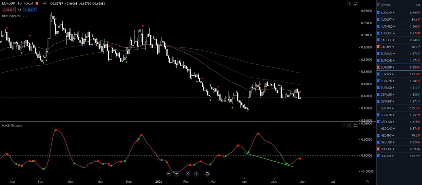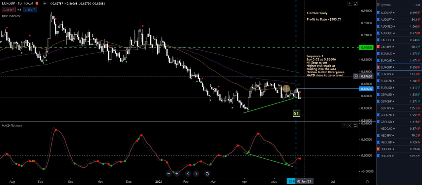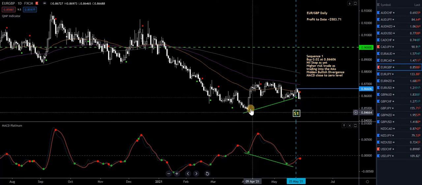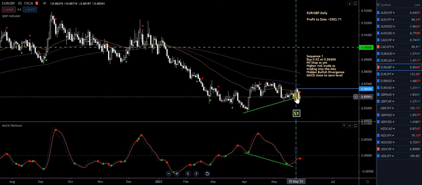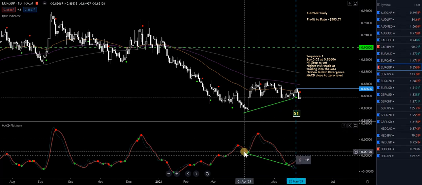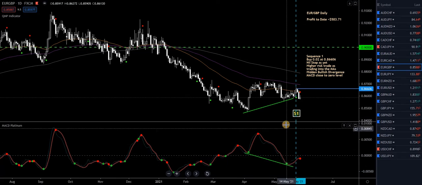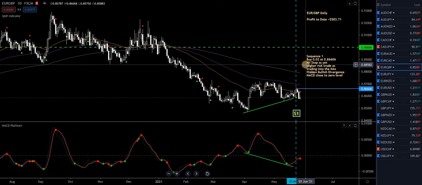Euro pound. Right, Euro pound highlighted in pink. There's a reason for that. I'm in a buy here, and I'm going to see these sequences through. This was based, as a high risk trade, on hidden bullish divergence. So here we had the low, and into here was the trade. There's a higher low on price, and here on the MACD Platinum we've got a lower low. So it's hidden bullish divergence, hence no stop.